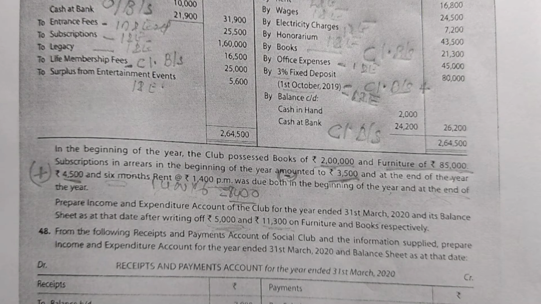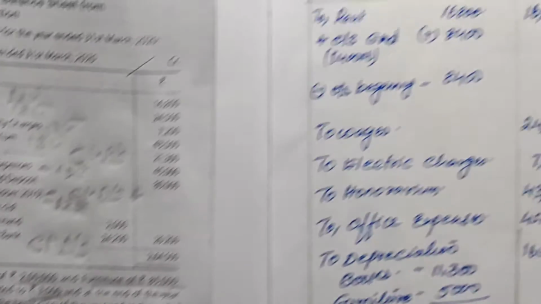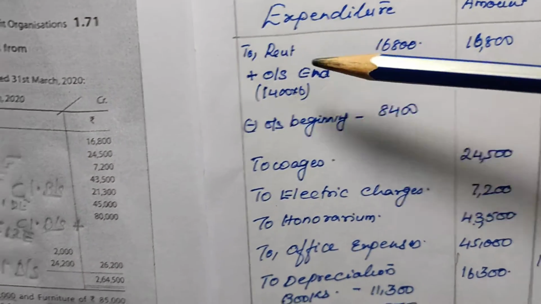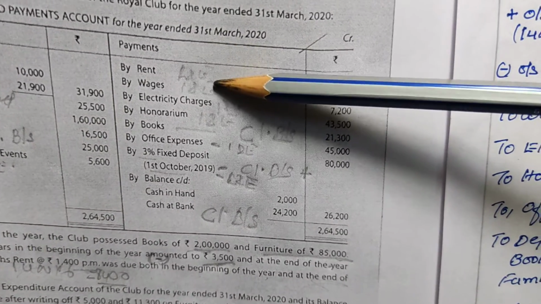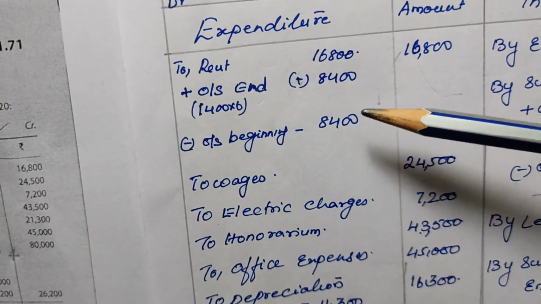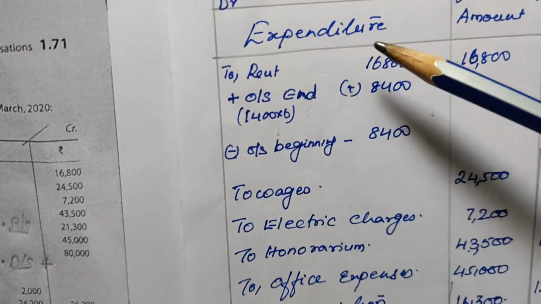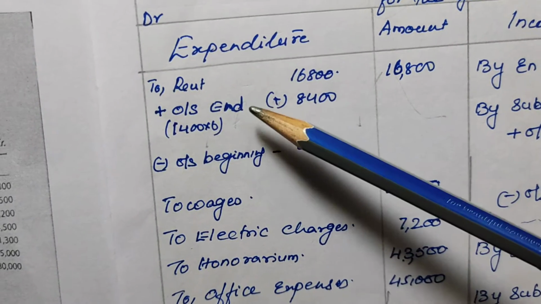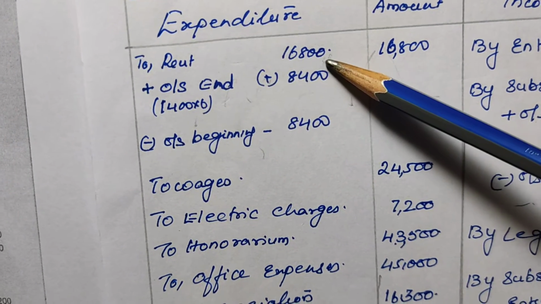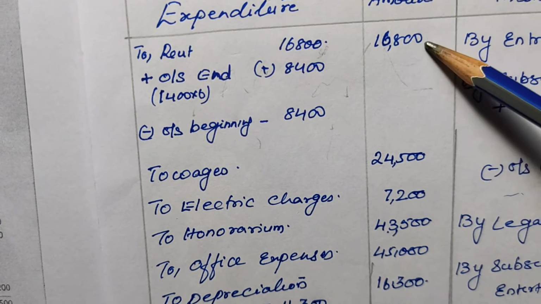Okay, now let's solve the question. First we will prepare the income and expenditure account. We had written rent here; rent we had transferred from the receipt and payment account to the debit side. The adjustment given was that there was a due of 1,400 for 6 months. What is our adjustment here? Add outstanding at the end of the year, less outstanding at the beginning of the year. So here we have 16,800 plus 8,400 minus 8,400, the same amount.